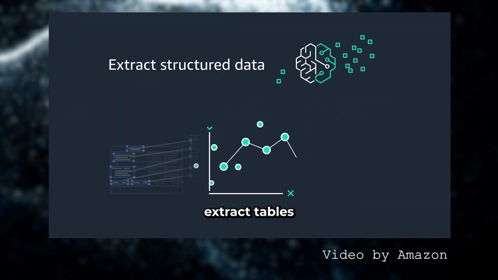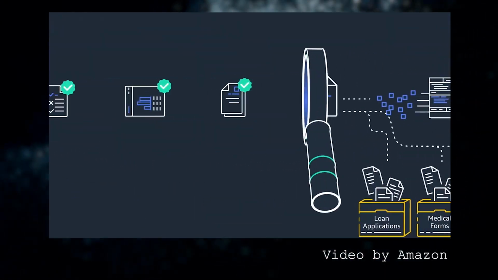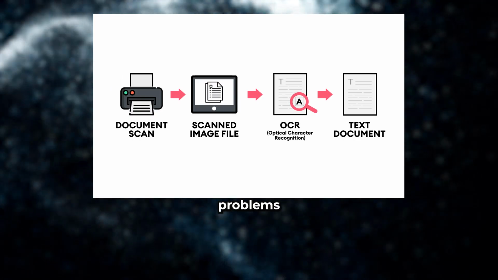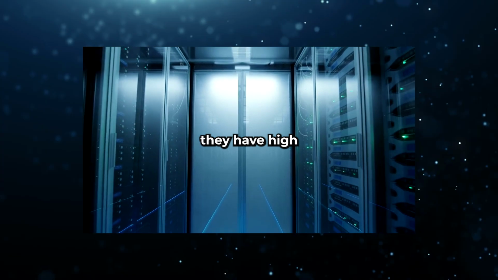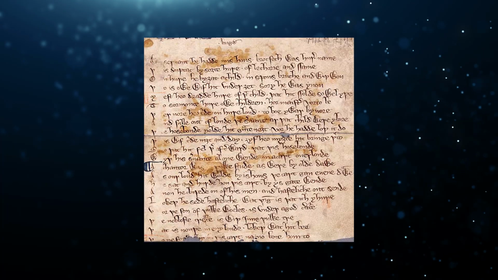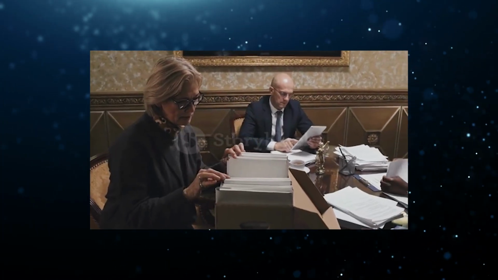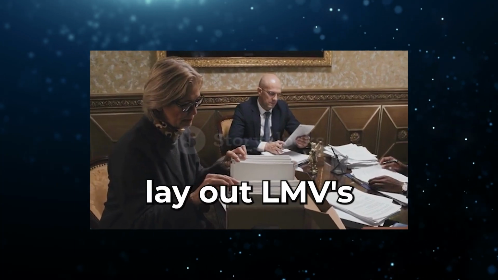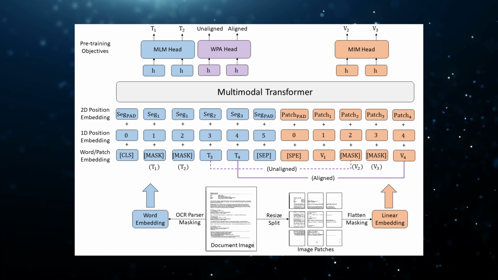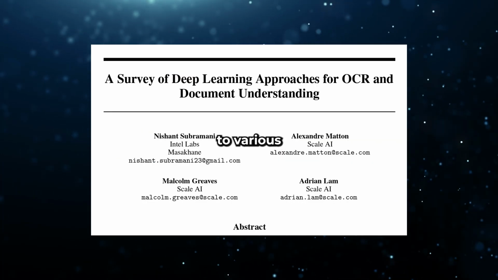You could extract tables, forms, tickets, among many others. Now, of course, this has been solved before using OCR tools, but one of the biggest problems with OCR is that they have high computational costs, and also they can be quite inflexible when it comes to applying them on various languages. And this is how various other models, such as vision transformers, LayoutLMs, and all these other models by Microsoft, Google, and others, have tried to solve that problem. However, they still have a problem of applying to various languages.